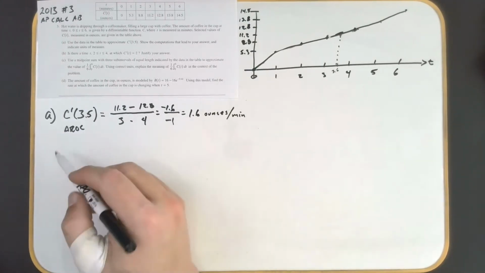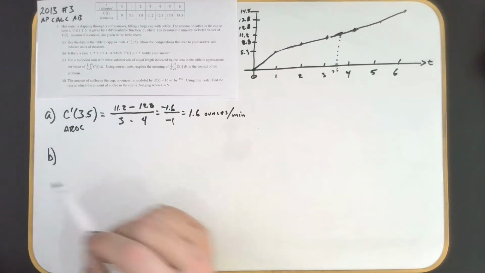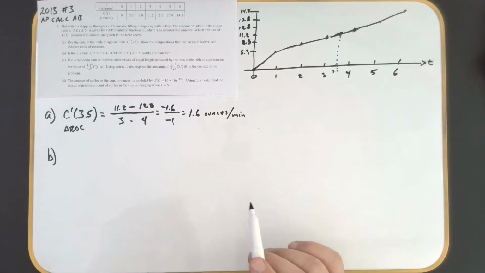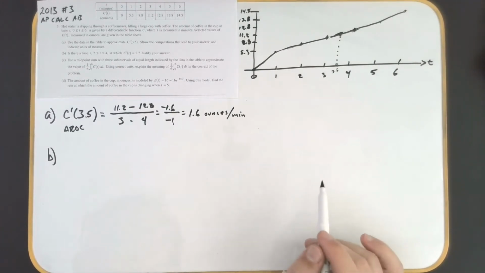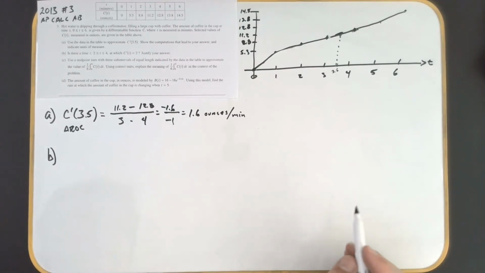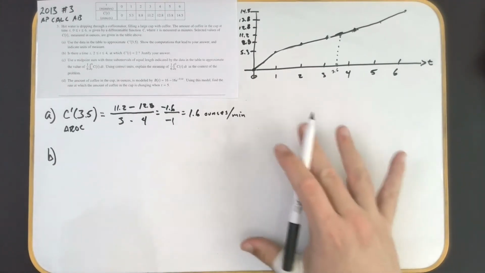Okay, let's move on to part B. Part B says, is there a time, t, in the interval 2 to 4, at which C prime of t, or the derivative, is equal to 2? Justify your answer. Well, let's do a brief time out here and do a review of a concept. So earlier in the year, I'm going to put some notes over here.